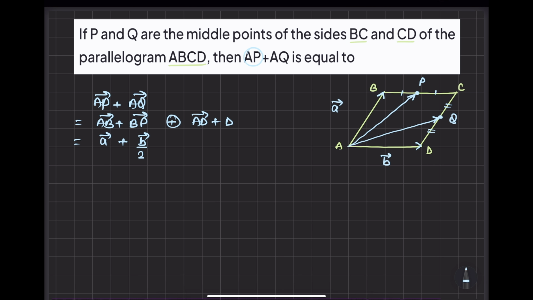Now club both of them. So A will be added with A, so 3 by 2 A. Same with B, 3 by 2 B. So can I take 3 by 2 common? So 3 by 2 times vector A plus vector B. If you add vector A with vector B, don't you think that you will get vector AC? So it is 3 by 2 vector AC.